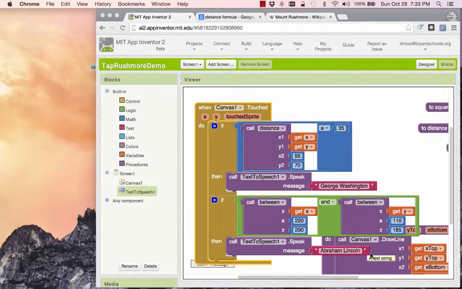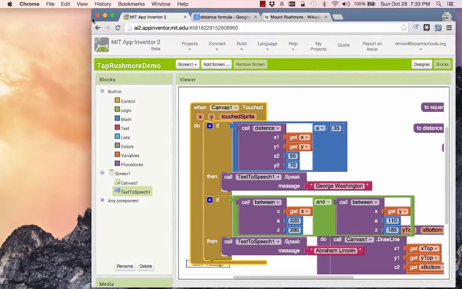I promise it works. It works on my tablet. It's the screen recording software fighting with the emulator. It does work. So let's open this up and see if we can review what these blocks do and what they're for and how they work.